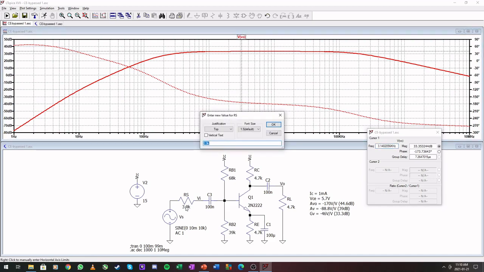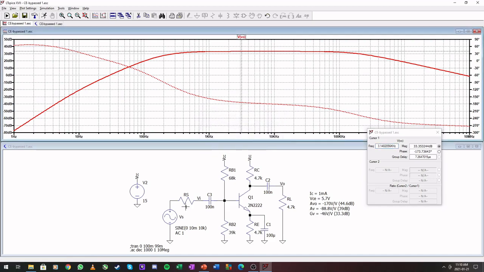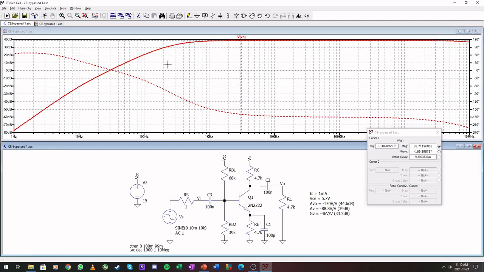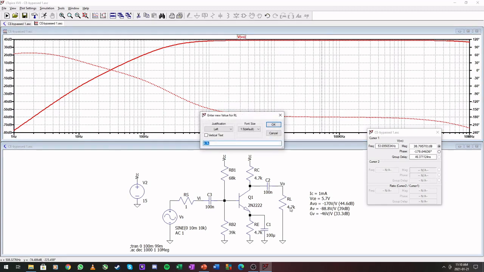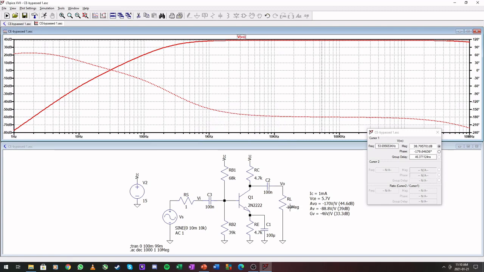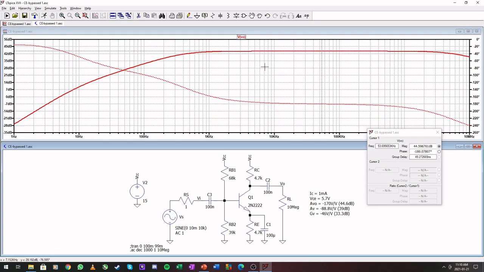Now to take RS out of the mix, just make this 1 ohm. And now if we run the simulation, we will be seeing AV, because we have a loading effect. And that is 39 dBs, 38.8. It's very close. And to take this out of the mix, just make it something like 10 meg. Run the simulation, and we're at 44.6 dBs, which is the maximum gain, and that's also the maximum gain that we calculated.